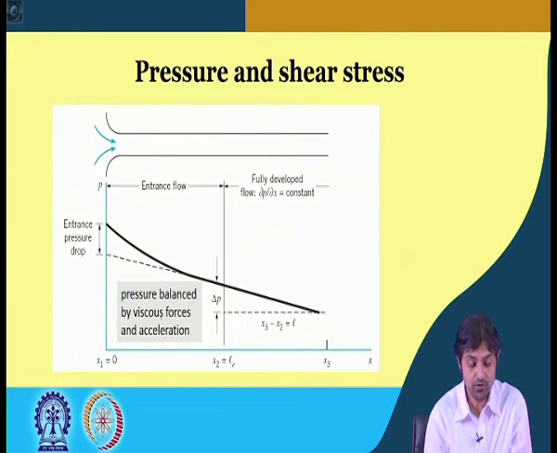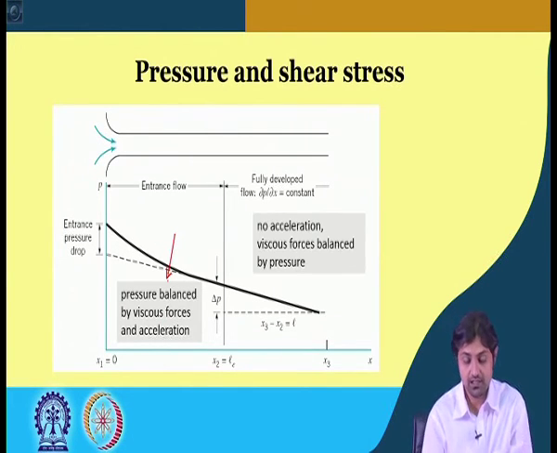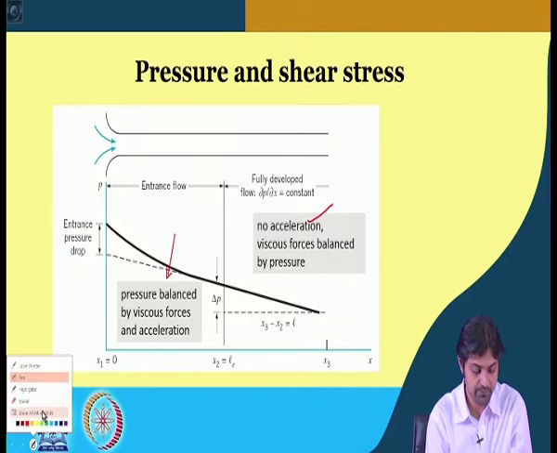In the entrance flow, the pressure is balanced by the viscous forces and the acceleration in the entrance region. Whereas in the fully developed flow there is no acceleration. Therefore the viscous forces are balanced only by the pressure drop. So one thing that distinguishes fully developed flow and the entrance flow is the existence of acceleration in the entrance flow region compared to the fully developed flow region.